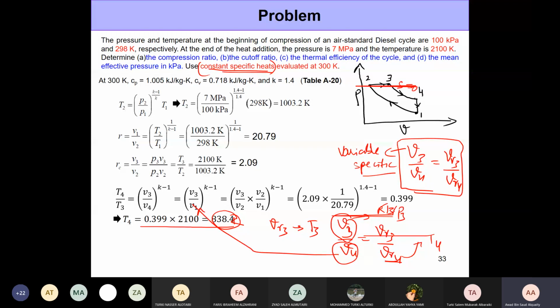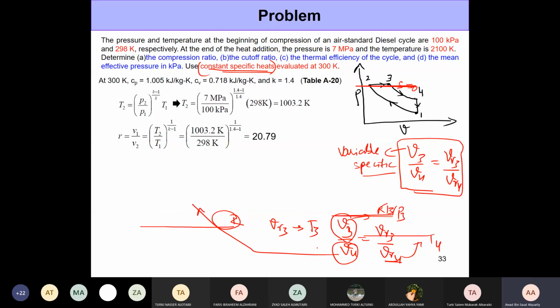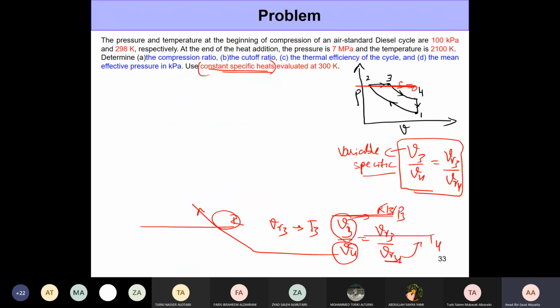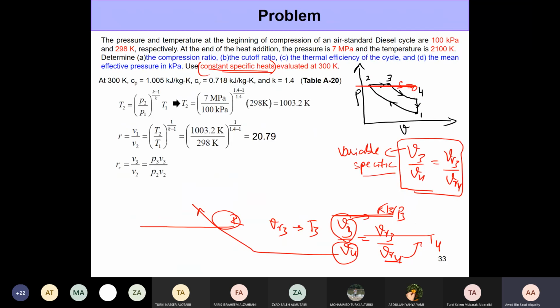You only use VR3 and VR4 when you are actually dealing with variable specific heat, right? And the simple way to look through is to identify what you can use and what you cannot use. So here, these ratios would be used if you're going with variable specific heat, which we are not going, and that's why there's a big cross right here. A key point to remember is you cannot mix and match the formulas for constant specific heat and variable specific heat. You cannot use these formulas when you're supposed to use variable specific heat, and vice versa. So just be careful about that and see what method you're following.